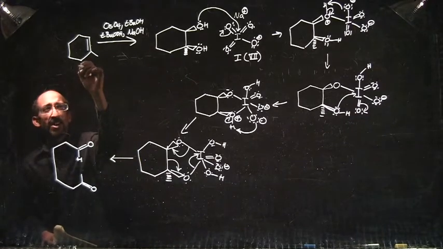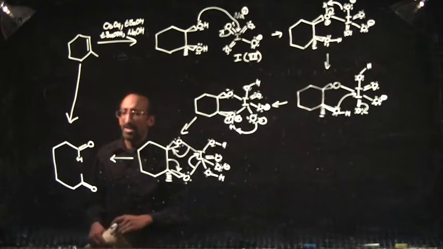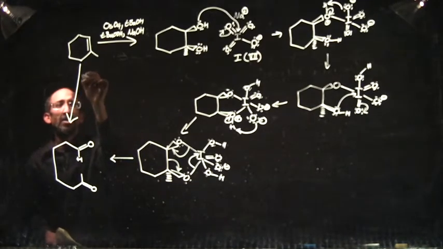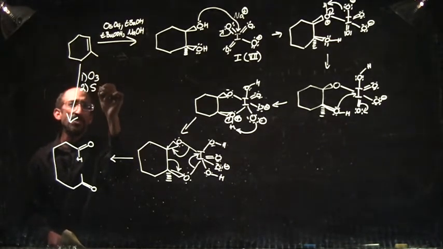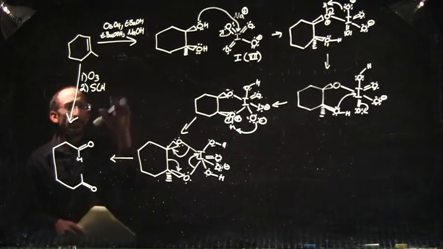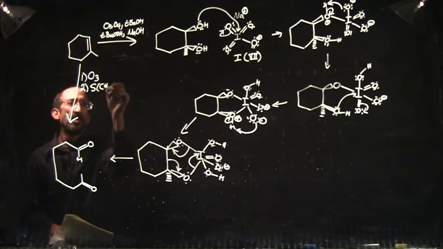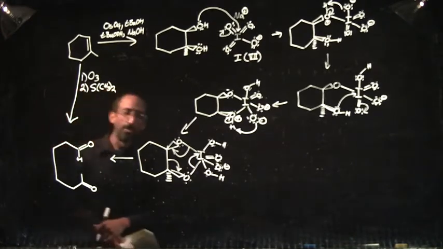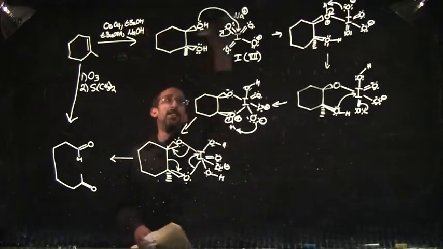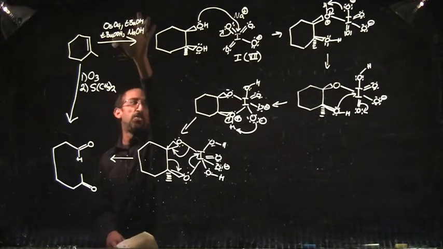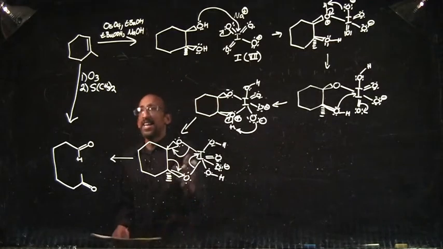That would be the same result if I had taken this starting alkene and done 1, ozone, followed by 2, dimethyl sulfide. The convenient thing is that I can combine all of this, my osmium tetroxide situation and my sodium periodate situation, all into a single reaction and get this result as well.